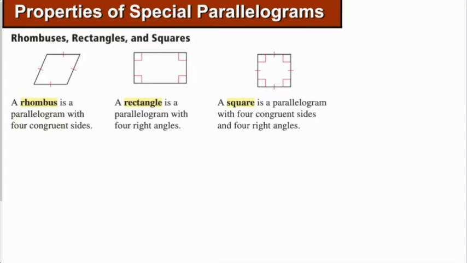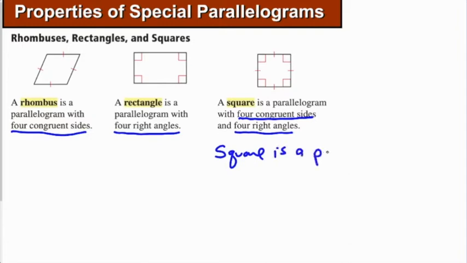We see that a rhombus is a parallelogram that has 4 congruent sides. We see that a rectangle is a parallelogram that has 4 right angles. And we see that a square is a parallelogram with 4 congruent sides and 4 right angles. Also, a square is a parallelogram that is both a rhombus and a rectangle.